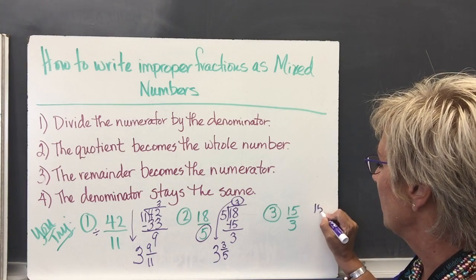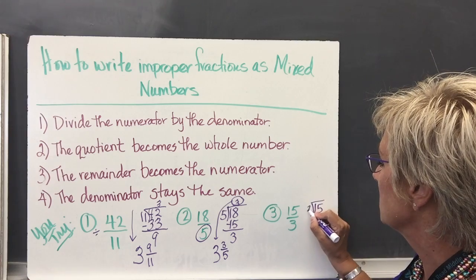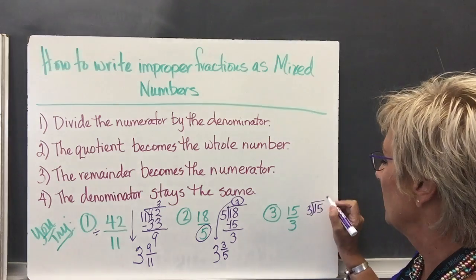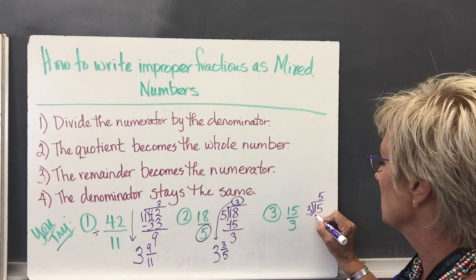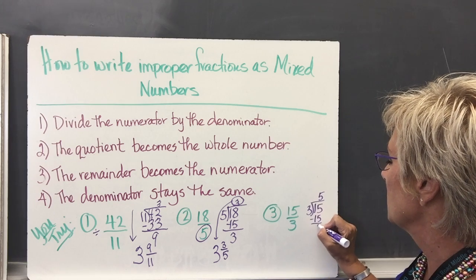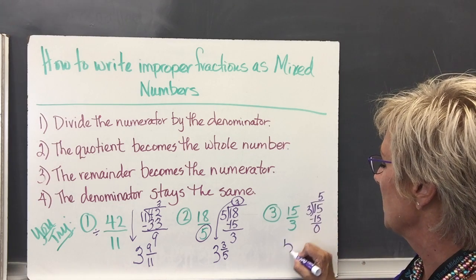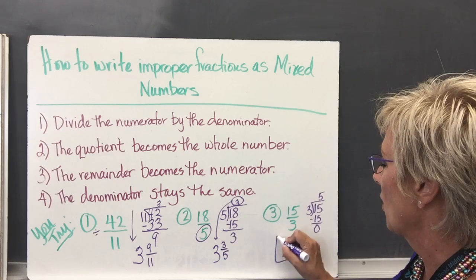Here I've got 15 divided by 3. Well, we all know that 15 divided by 3 will go in evenly. 3 goes into 15 evenly 5 times. So there is no fraction, nothing that goes with it. It just turns out to be the whole number 5.